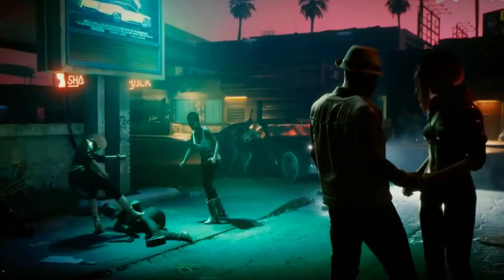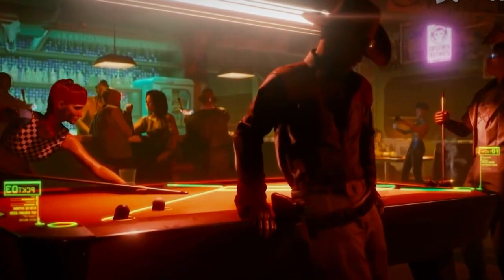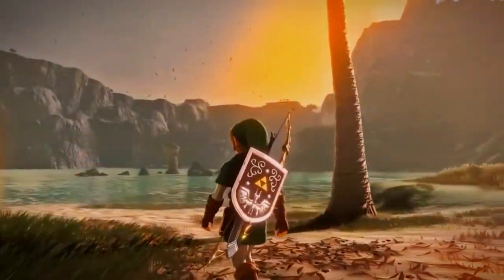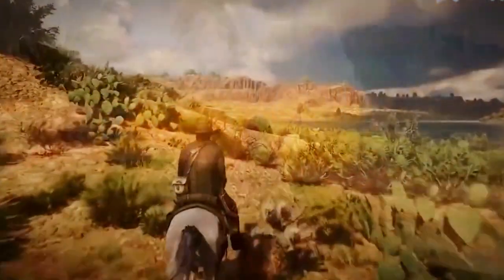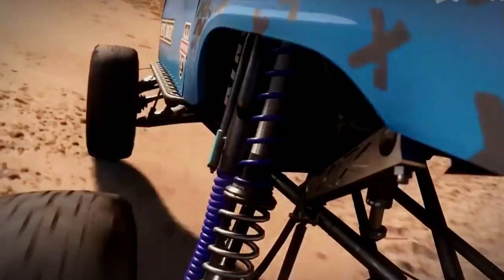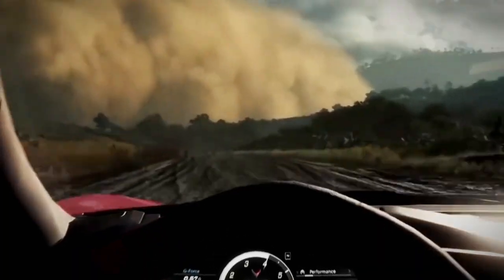providing examples of incredibly realistic modifications for titles like Cyberpunk 2077, Skyrim, Grand Theft Auto 5, The Legend of Zelda: Breath of the Wild, and Red Dead Redemption 2. In 2021, Forza Horizon 5 raised the bar for racing games, utilizing photogrammetry to recreate a realistic environment.